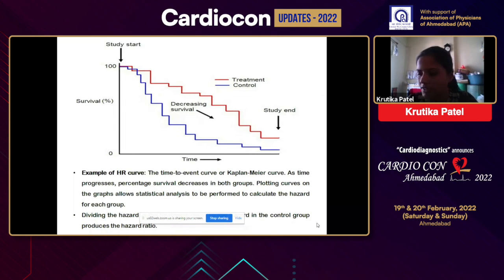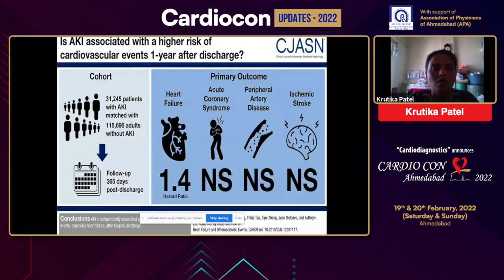Hazard model only determines whether the treatments are different or not, but does not indicate how much one treatment is better or worse than the other. This is called the limitation of hazard ratio. Dividing the hazard of the treatment group by the hazard of the control group produces the hazard ratio.